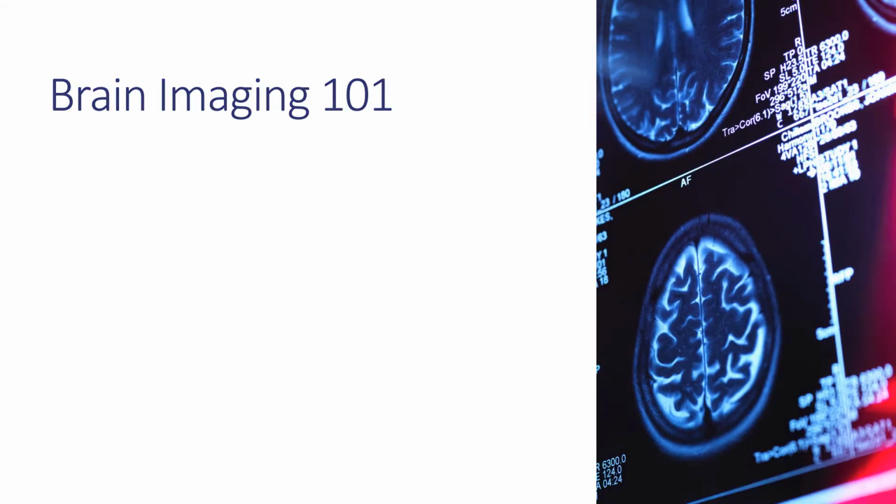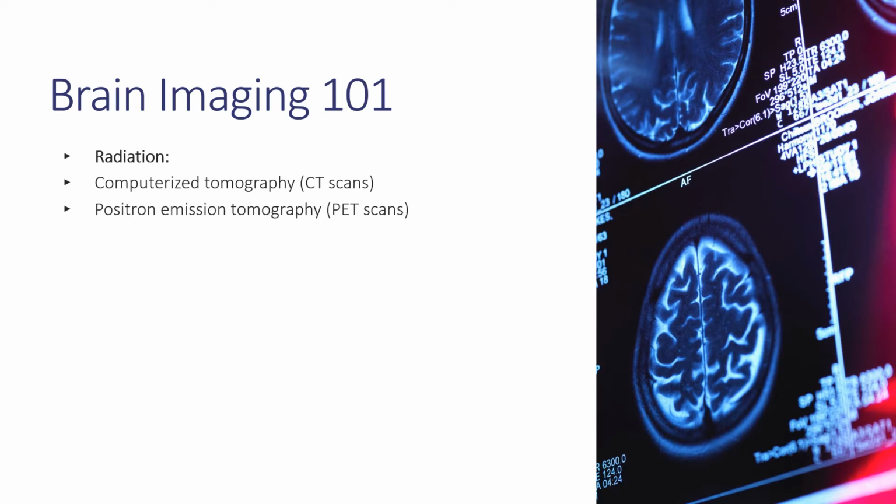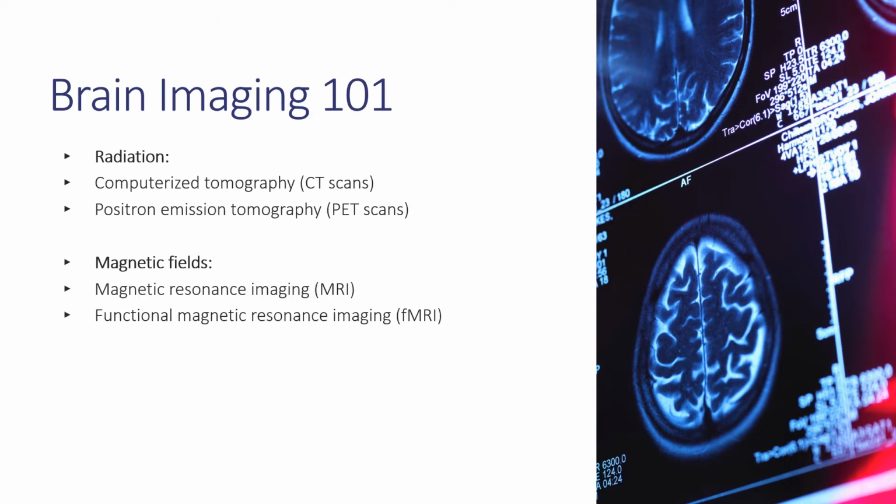There are three major approaches or methods that can be used to study or image the brain. The first category is radiation. We'll be looking at that. The next is magnetic fields, so the use of those through MRIs and fMRIs. And then we can also study the brain by looking at its electrical activity, or through an EEG.